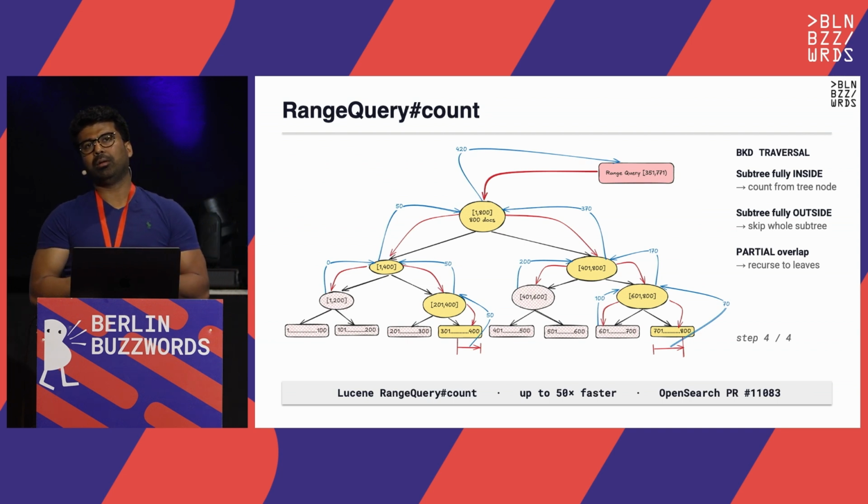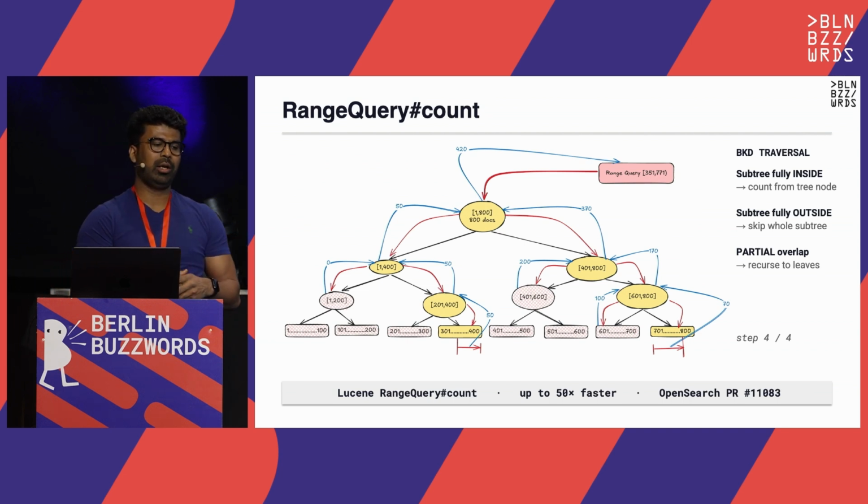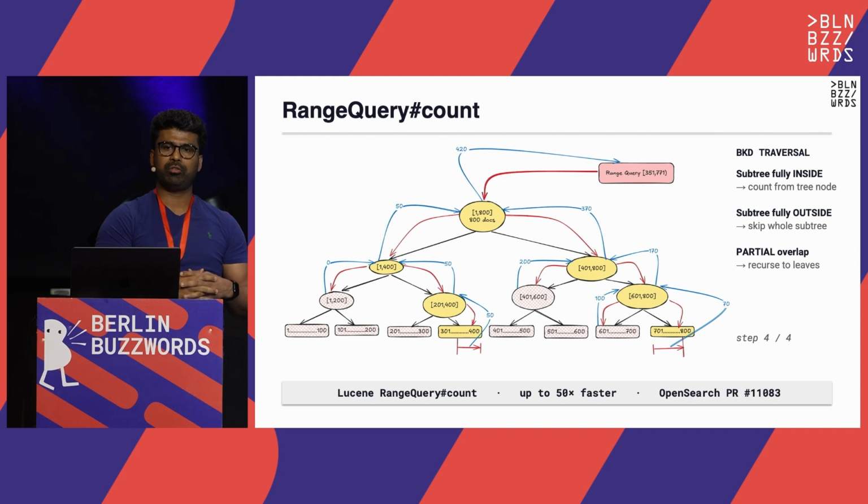When we applied this optimization and deployed it in OpenSearch, we were able to observe more than 50x improvement. So from 8 seconds, we got to about 200, 300 milliseconds just by doing this.